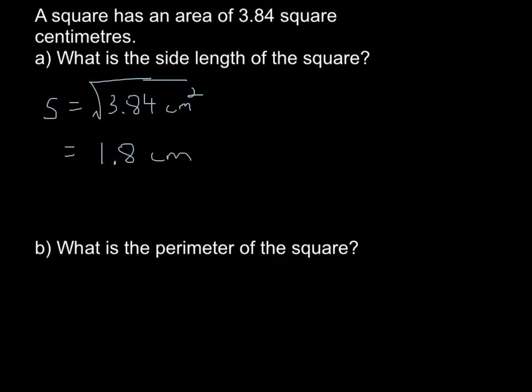So we can use this to find part B. So part B says, what is the perimeter of the square? So the perimeter of any square is just equal to 4 times the side length, which is equal to 4 times 1.8 centimeters, which is equal to 7.2 centimeters.